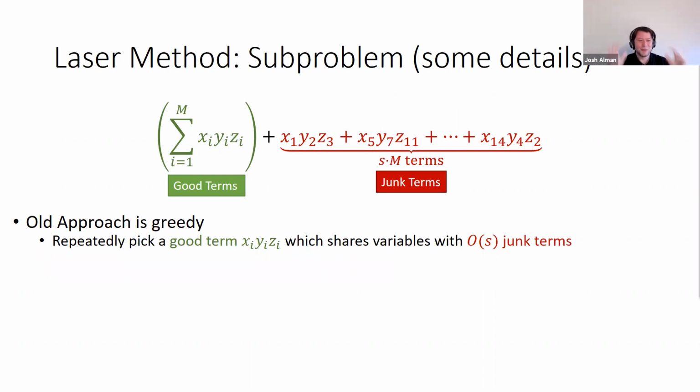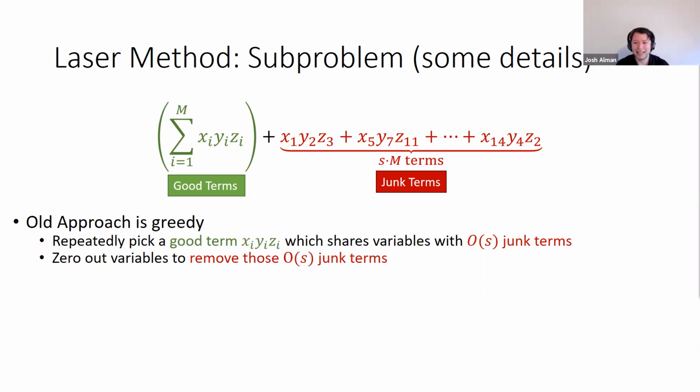So to start, you pick a good term that you want to keep at the end. This good term will share variables with at most order s junk terms. So we'll pick the good term that shares variables with as few junk terms as possible, and by an averaging argument, this good term will share variables with at most order s junk terms. Now we want to remove those junk terms so that we have this one good term that doesn't share variables with any of the junk terms.